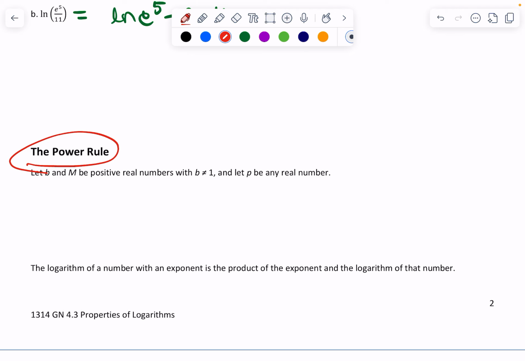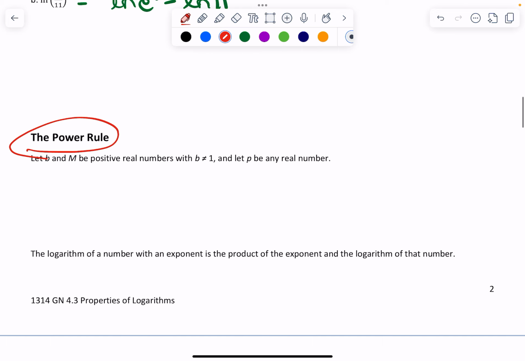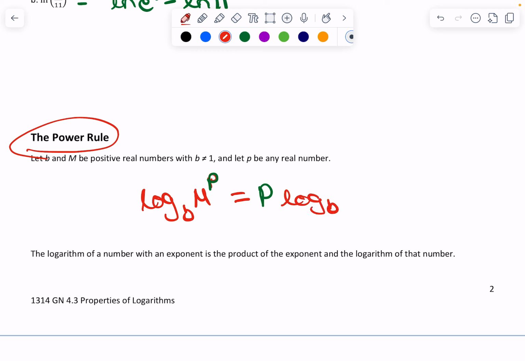So we have b and m are positive real numbers with b does not equal 1 and p is any real number. So what this means is we have a log with base b of m to the power of p. Now, this p right here, which is the exponent, we can bring it down to the front. P times log with base b of m.